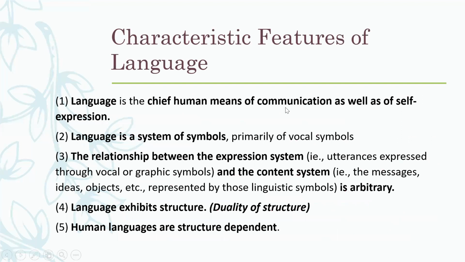Now, moving on to the characteristic features of language, we can say that language is a chief human means of communication as well as of self-expression. It is a system of symbols, primarily vocal symbols we call phonemes. We have 44 phonemes in the English language, and those symbols together create meaningful words. Meaningful words together create sentences. Meaningful connected sentences create discourse or a whole text. And the relationship between the expression system and the content system is arbitrary.